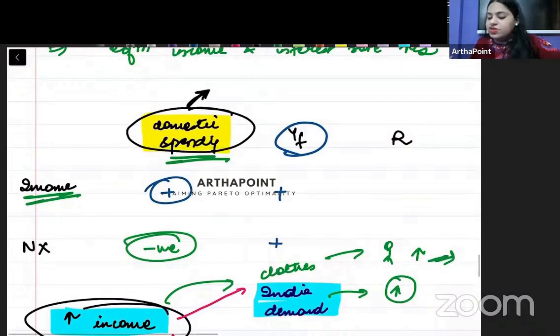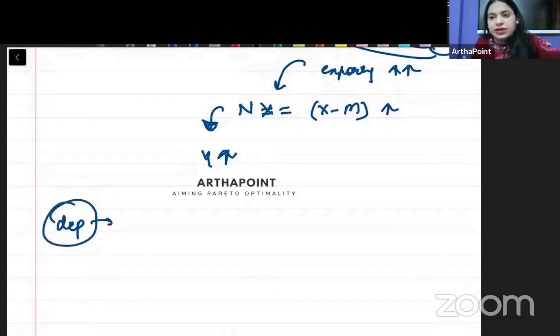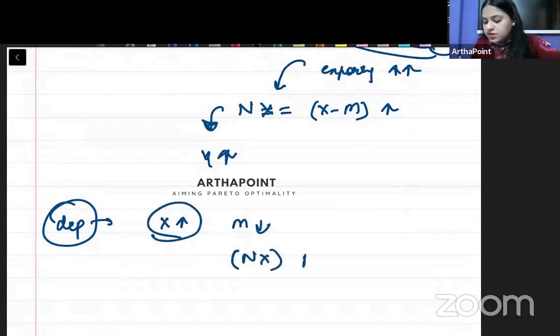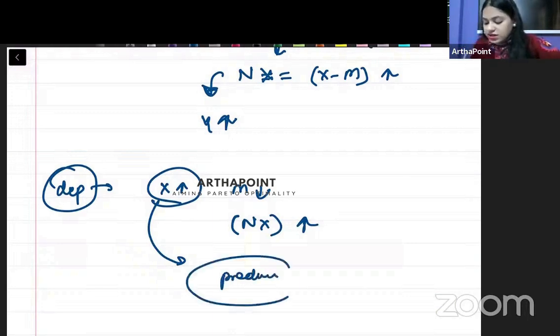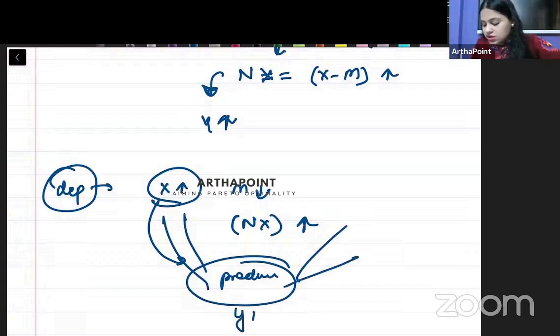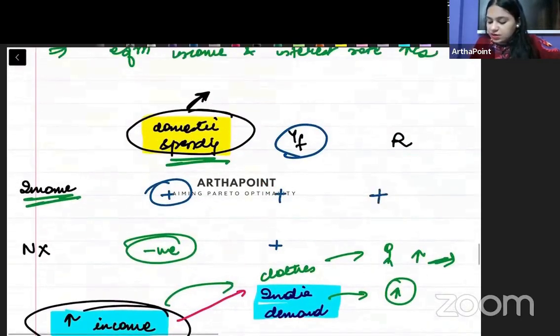Clear? Now, bachche, let's talk about depreciation of the currency. When the currency depreciates, what does it mean? Your currency has become cheaper. So your exports will increase and imports will decrease. The rest of the effect is the same. If your exports increase, net exports will increase. When your exports increase, it means people are demanding more of your products. So your producer sitting in India will sell more abroad, and his income will increase. The domestic income in the economy will increase. Right? So when there is depreciation of the currency, income increases and net exports also increase.